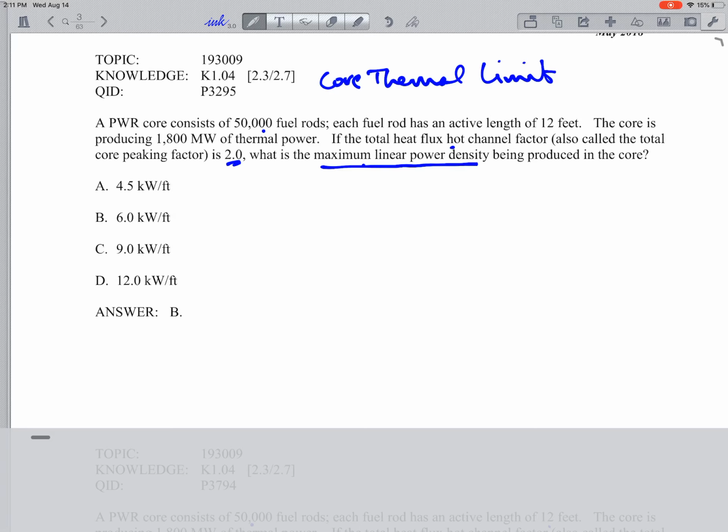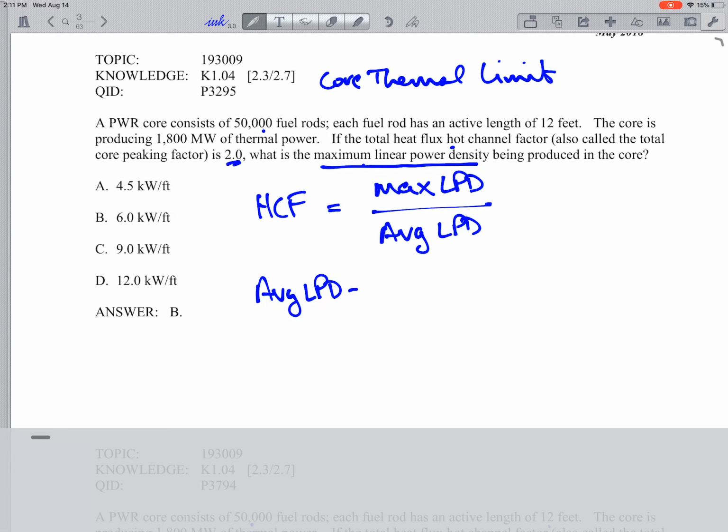And if you recall from the lecture, or if not, I just want you to know that hot channel factor is going to be equal to max LPD, linear power density, divided by the average. And the average LPD is going to be kilowatts per foot, right? And it's going to be the total divided by the feet of rod. How many feet of rod? So we've got 50,000 times 12 feet of rod, right? So we're going to have 1,800 megawatts by 50,000 times 12 feet.